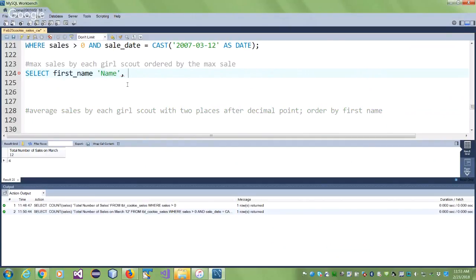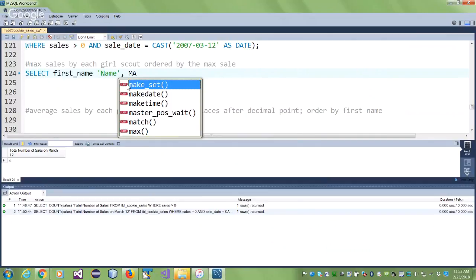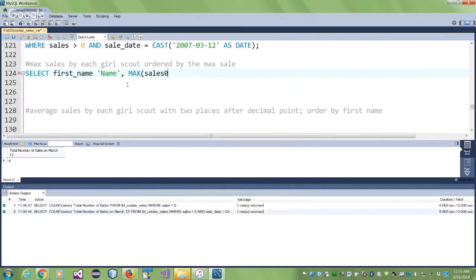Let's select the max of the sale, which we know is the sales field, and call it maximum sale. You can say maximum sale value if you like. It's up to you, as long as it's correct grammatically and logically.